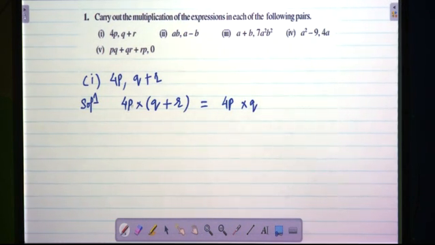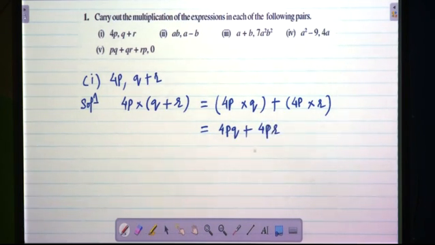The outside expression we are multiplying to the first term. It is 4p into q. We are putting a bracket here. Plus sign as it is, the in between sign. 4p has no sign, means it is positive, and this is also positive. So, plus sign as it is, and in the second bracket 4p into r. So, this becomes 4pq plus 4pr. 4pq plus 4pr.